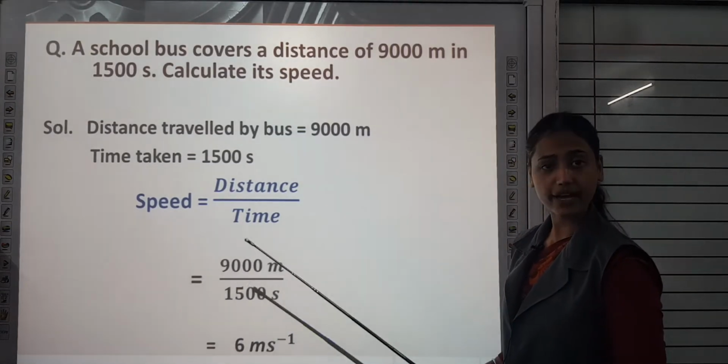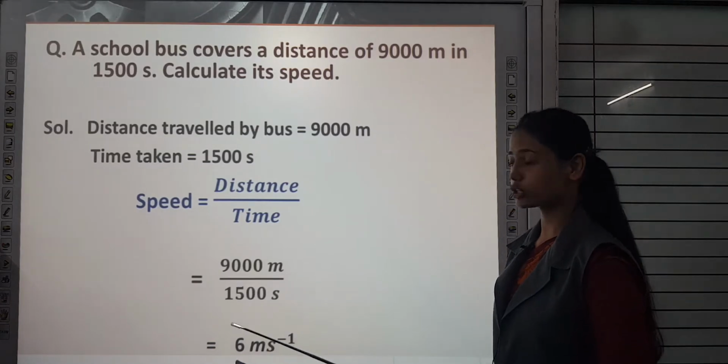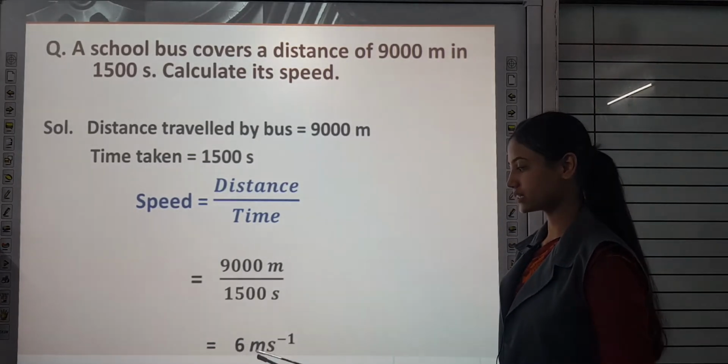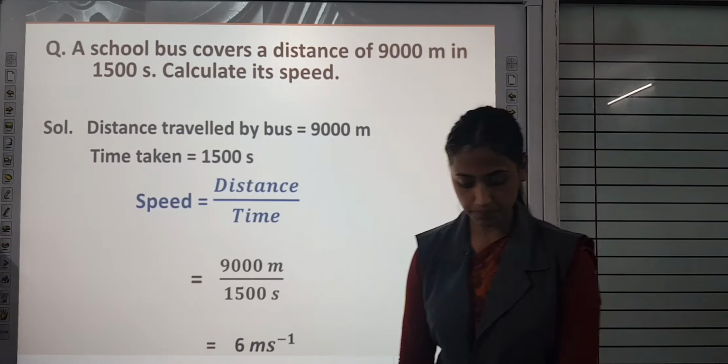Now, just simplify it and what will be your answer? What will be your speed? 6 meter per second. Very simple.